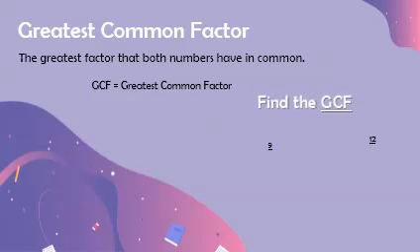Let us find the GCF of 9 and 12. 1 times 9, 3 times 3. Double means done. So the factors of 9 are 1, 3, 9.